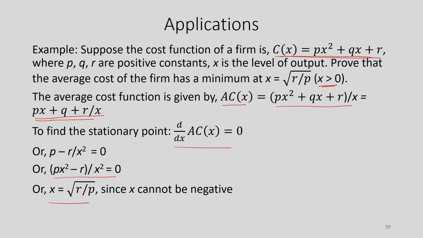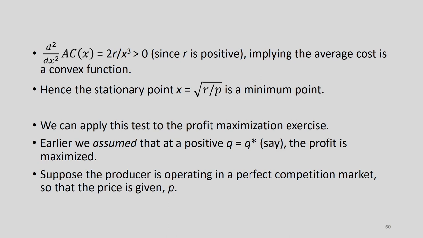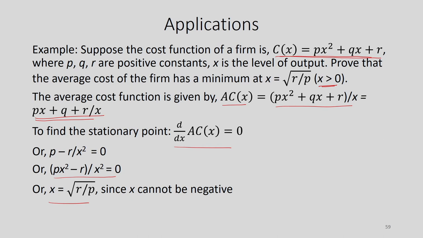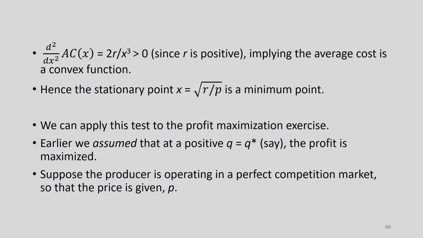So, this is a stationary point, but we have not proven so far that it gives us a minimum, right? For that, we have to check the second order condition, or the sufficient condition. So, for that we take the second derivative of the average cost function. Now, the first derivative was this. So, if you take the derivative of p minus r divided by x square, it becomes 2 r divided by x cube, right? Since r is positive, which is given in the question itself.